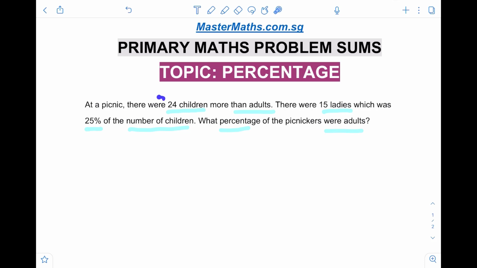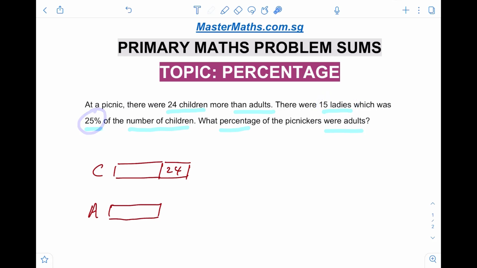So from the very first statement here, what we can do is to draw a model to visualize the number of people, children and adults. For children, there were more by 24. And for adults, it's just one box like this. Okay, now out of the adults, 15 ladies were present, which was 25% of the number of children.